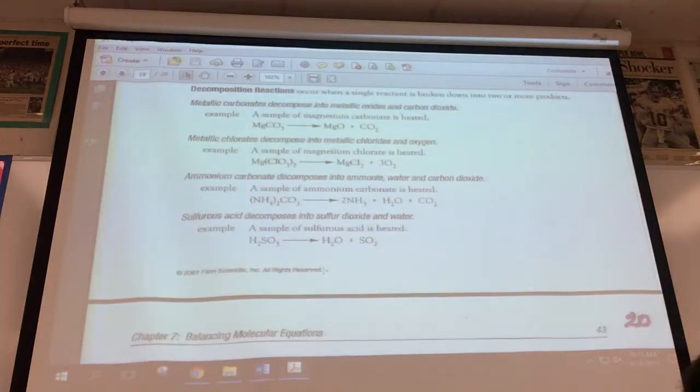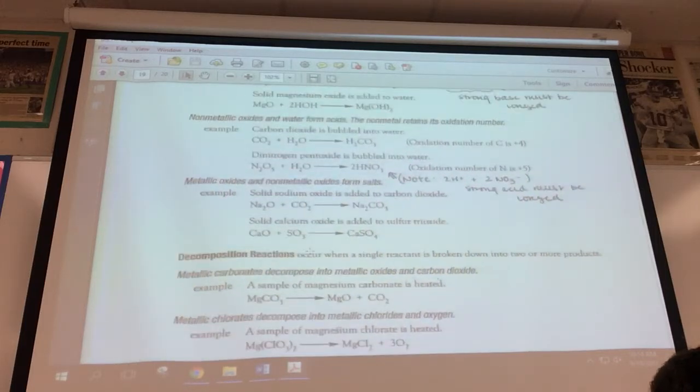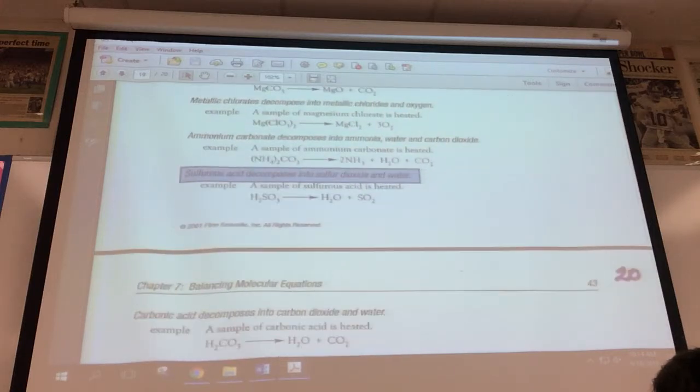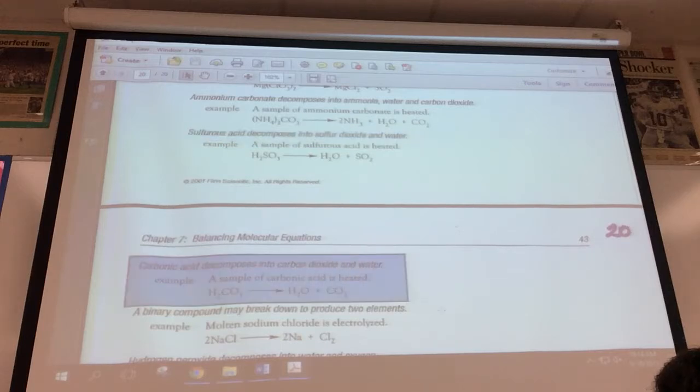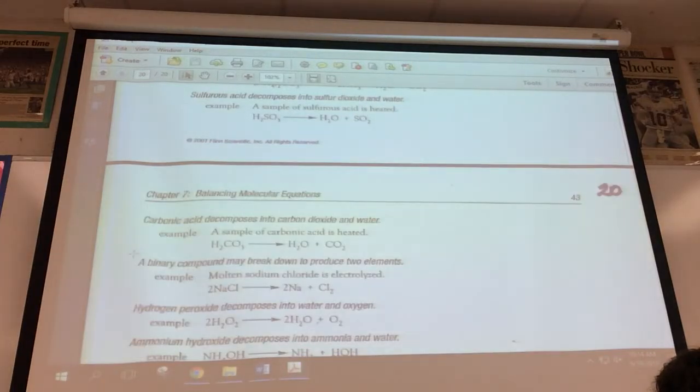And then these are very interesting because these are the reverse processes that we looked at previously. If you have sulfurous acid, you'll get sulfur dioxide and water. So this is the exact reverse of the acid formation. Same thing here. If you have carbonic acid and you decompose it, you're going to get water and CO2. I'm not worried about this electrolysis at this stage of the game. We'll worry about that later.